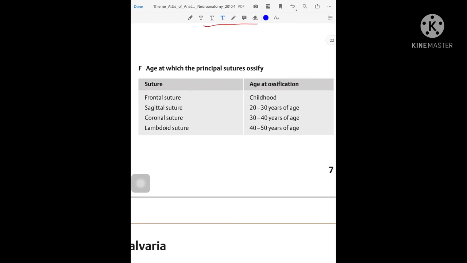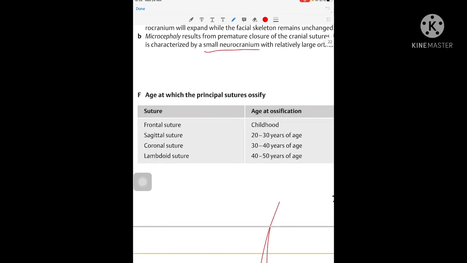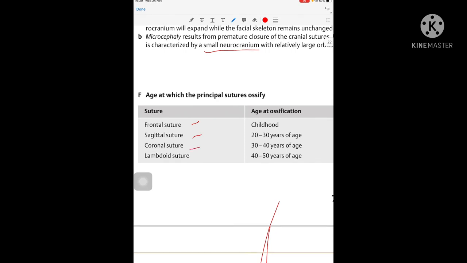Well, see this table. The frontal suture ossifies in childhood. The sagittal suture ossifies at 30 to 40 years of age. The coronal suture ossifies at 30 to 40 years of age. The lambdoid suture ossifies at 40 to 50 years of age.